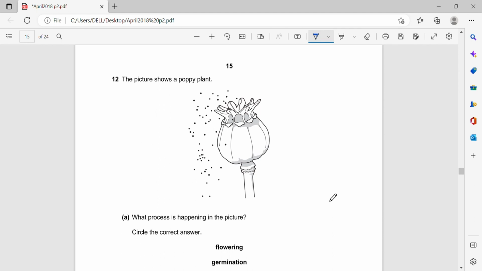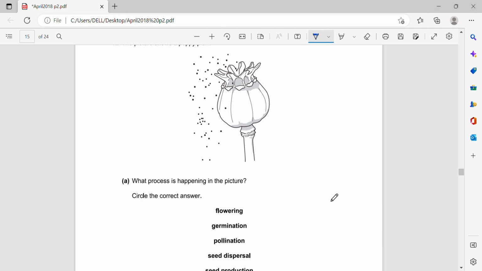Question 12. The picture shows a poppy plant. What process is happening in the picture? This question was repeated in an exam before. Here are seeds, and what happens to the seeds? Great, it is seed dispersal.